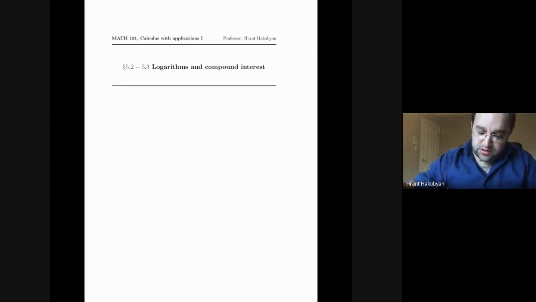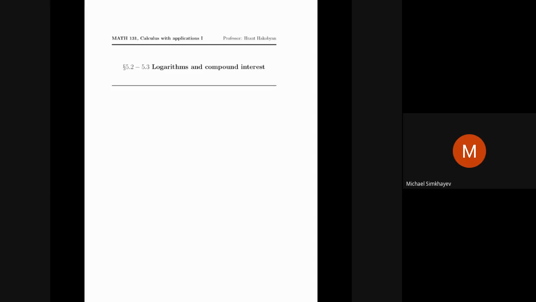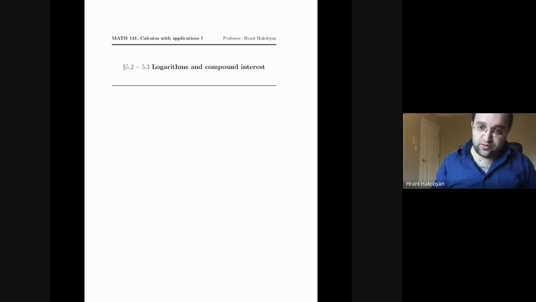So we're going to start going over logarithms and compound interest. First of all, before we start, did you know anything about logarithms? Have you looked at them? Yeah, we did them a little in pre-calc. Okay, so a little bit of pre-calculus. Then we're going to use logarithms to solve some equations, which later will be used for solving problems related to compound interest.